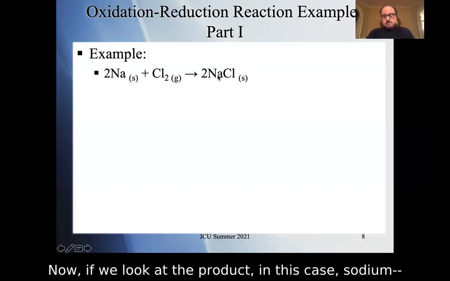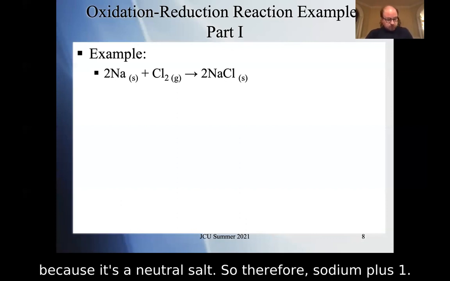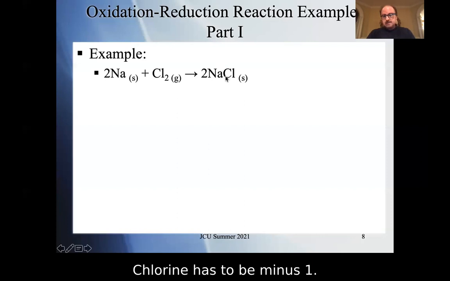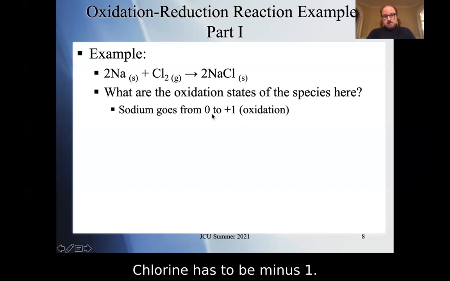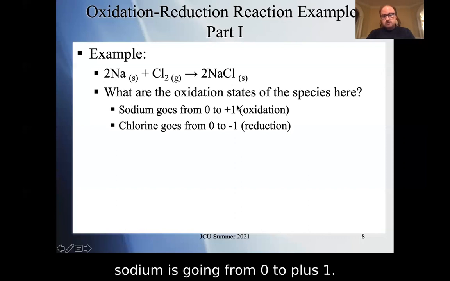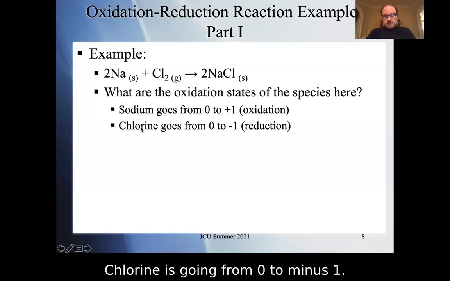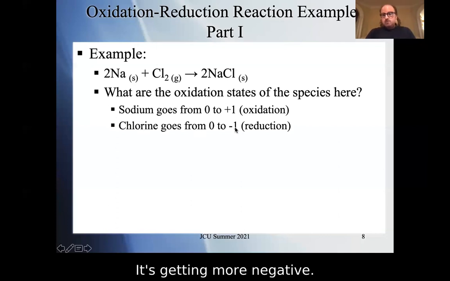Now, if we look at the product, in this case, sodium, we know that's an alkali metal, it's +1, which means that chlorine has to be -1 because it's a neutral salt. So therefore, sodium +1, chlorine has to be -1. So if we now look to see how the oxidation states are changing, sodium is going from 0 to +1, right? That's getting more positive, so it's oxidation. It's losing electrons. Chlorine is going from 0 to -1. It's getting more negative, so therefore it's reduction.